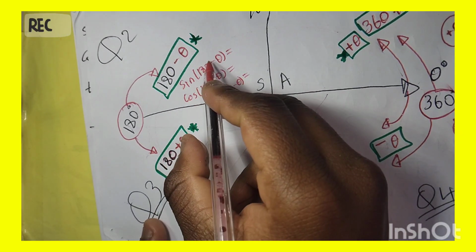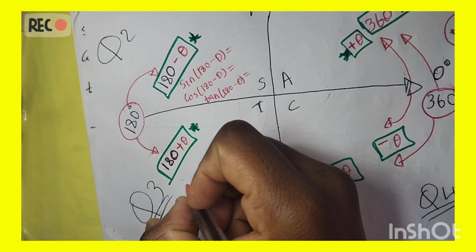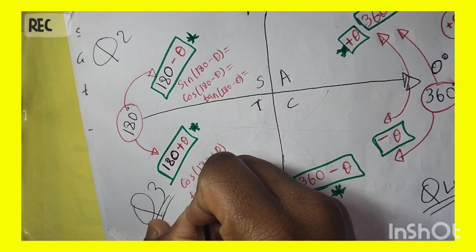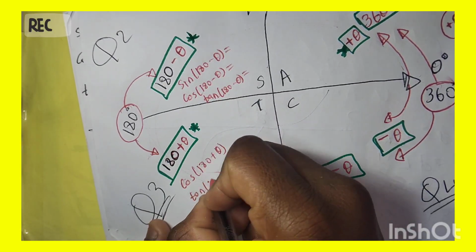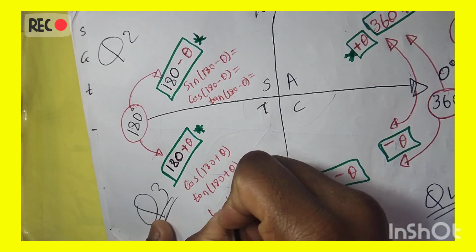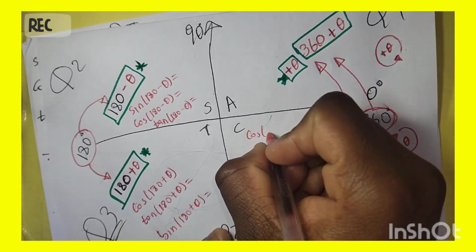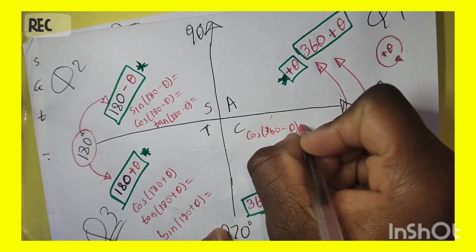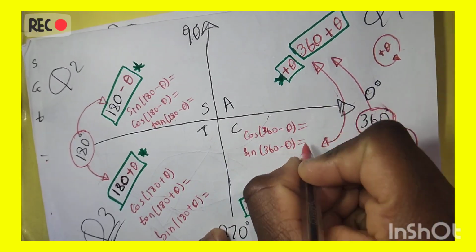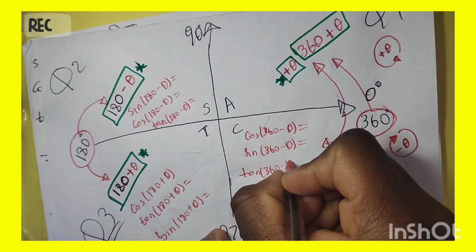Okay, let me just write this thing first before I answer those questions. Here it's cos 180, here it's sine 180 plus. But now coming to this side, I would say it's cos 360, sine 360, as well as tan 360.